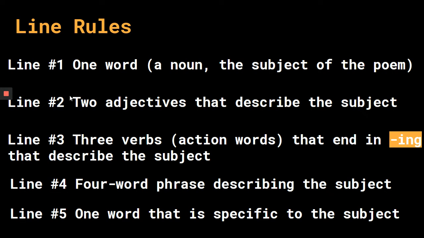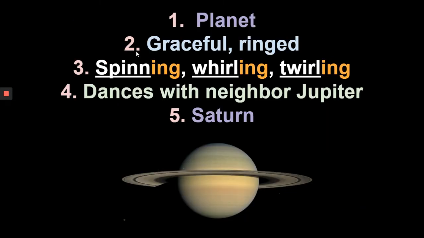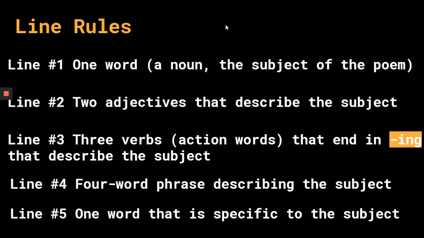Now, line number 2, there must be 2 adjectives that describe the subject. Now, remember, adjectives are describing words. So our 2 adjectives in our example are graceful and ringed. And again, these 2 adjectives are describing the subject, which is planet.